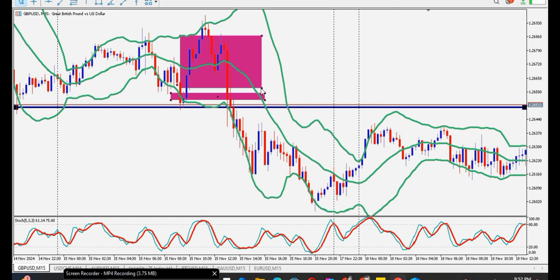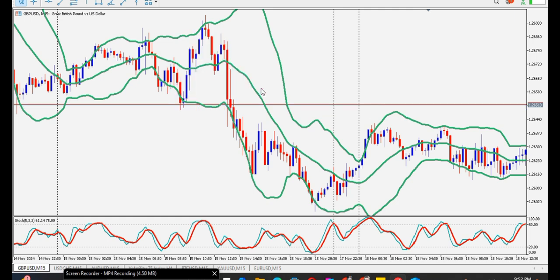It's not all about getting you a 1 to 100 risk reward ratio. No, this one will give you a 0.5 to 2 ratio. That's what you get. So when you make use of it wisely, you actually make money on the forex market.